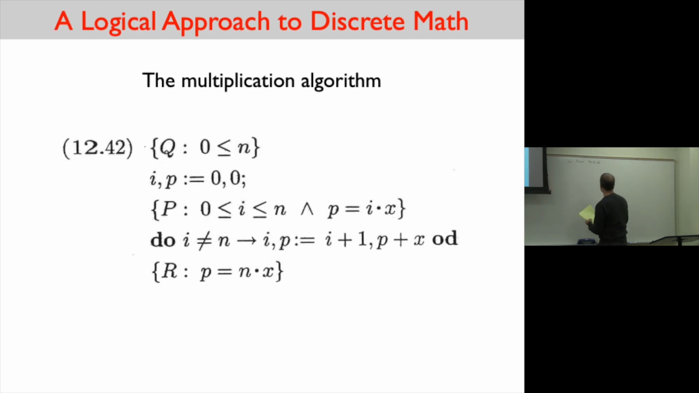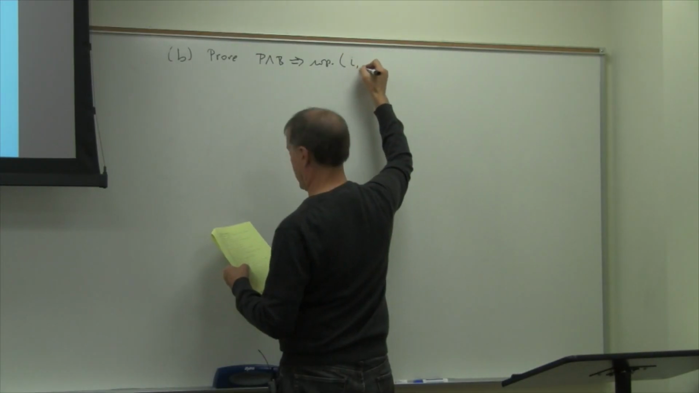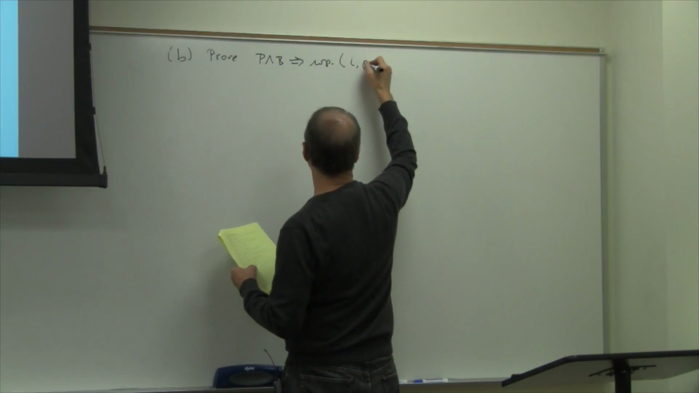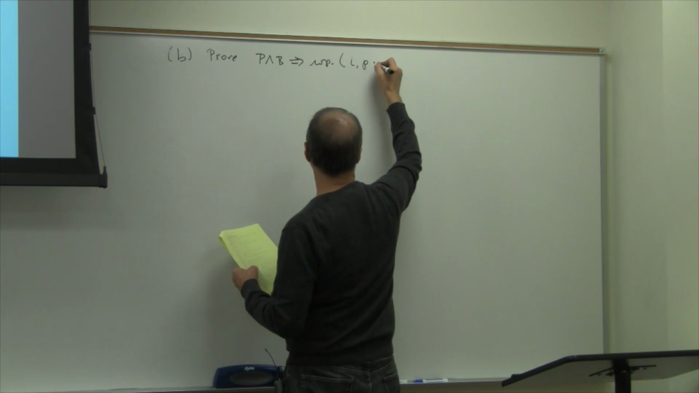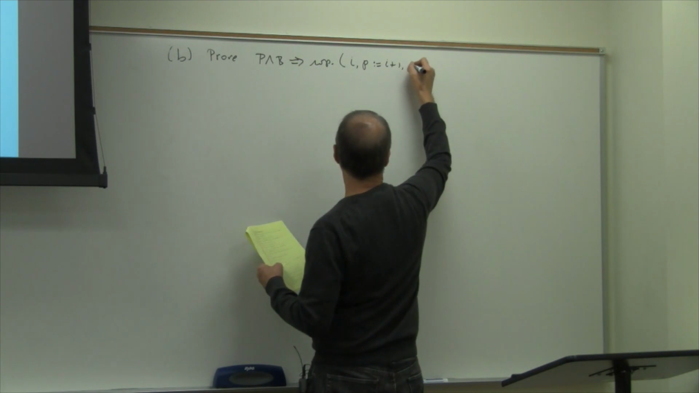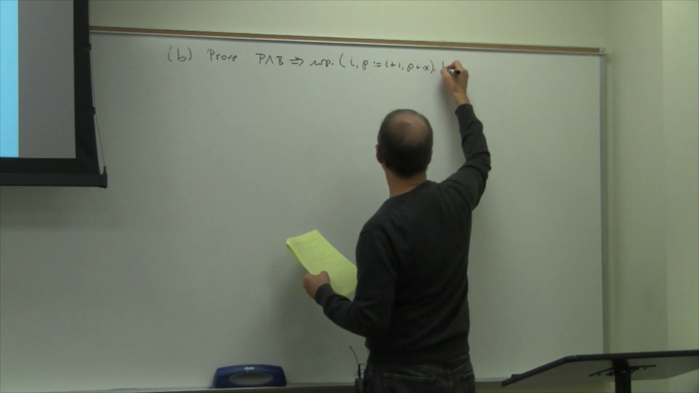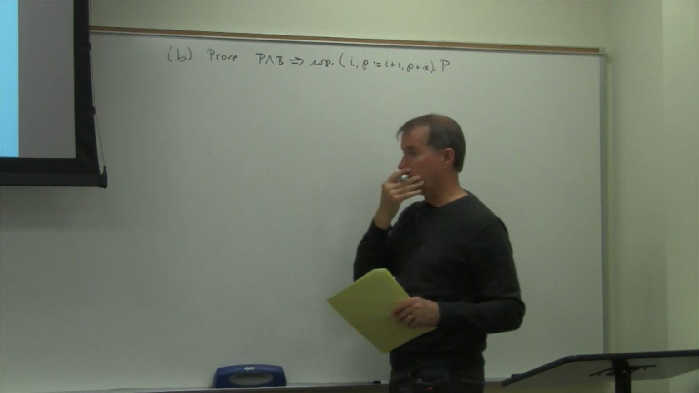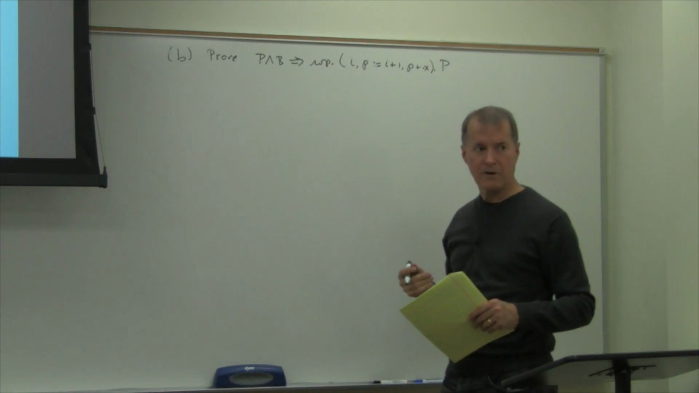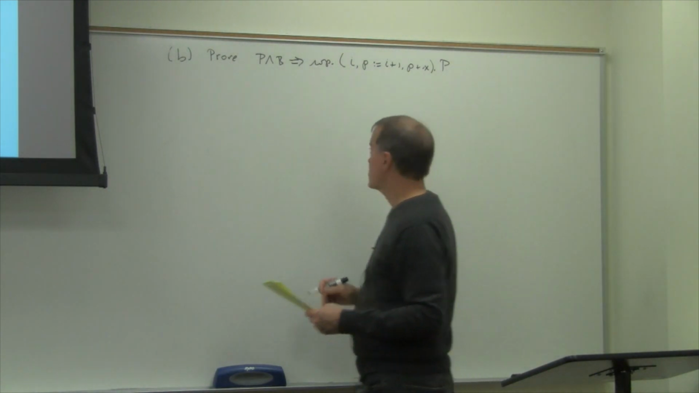So P implies the weakest precondition. Now what goes here? Yes, correct. i, p gets i plus 1, p plus x. Dot what? P equals n times x. I mean, well, the big P, right? Is everybody with me on this? Okay. So let's do it.